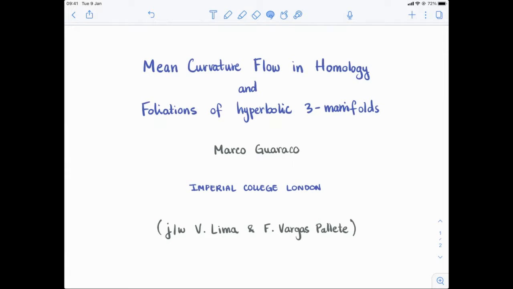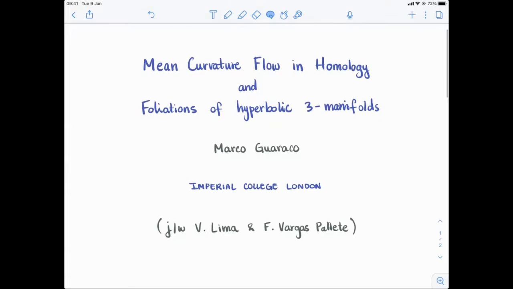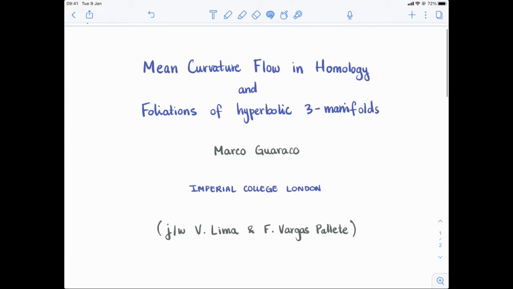So this is a joint work with Wanderson Lima from Brazil and Franco Vargas Pallete from the US. And so I'm going to talk about several things, the things that we did. Some things are related to a global description of the mean curvature flow.